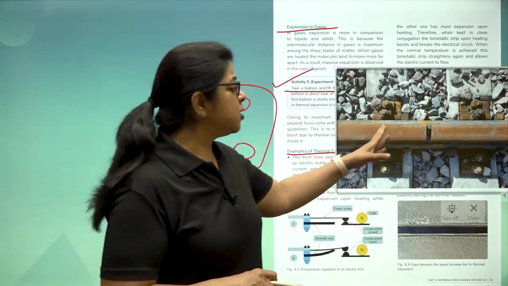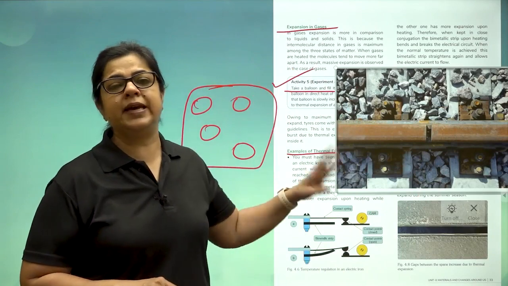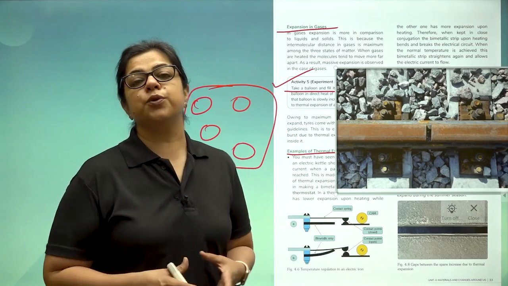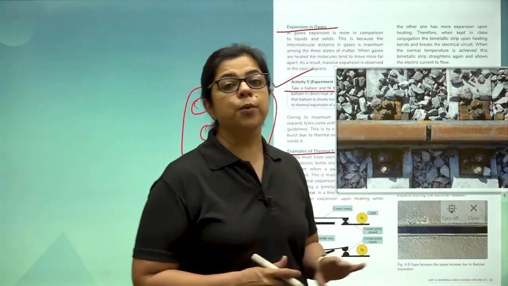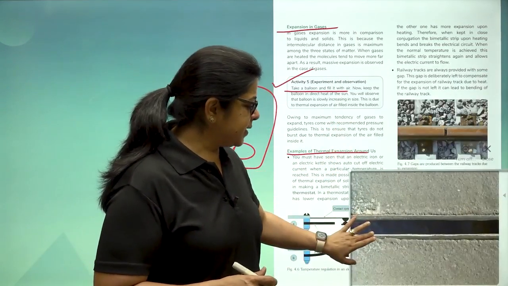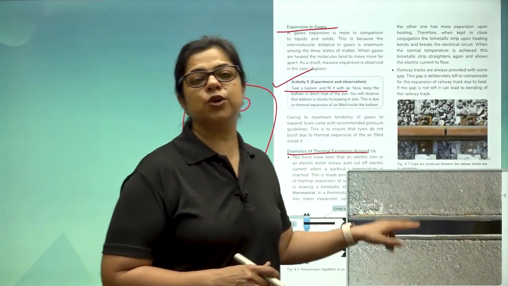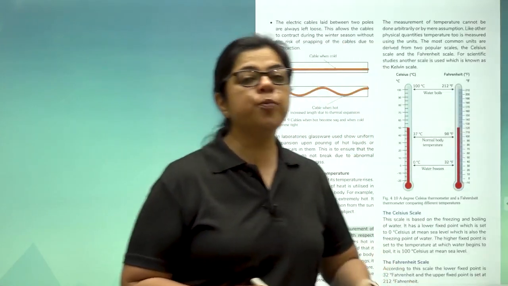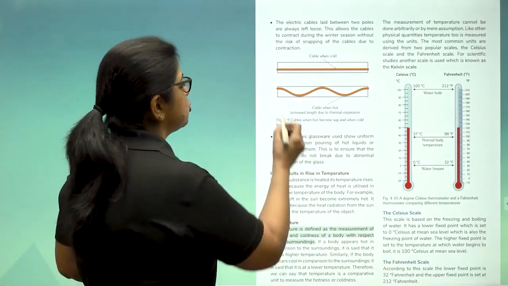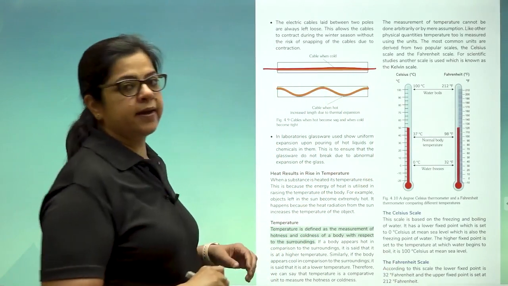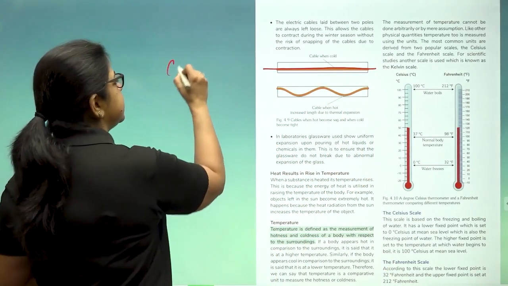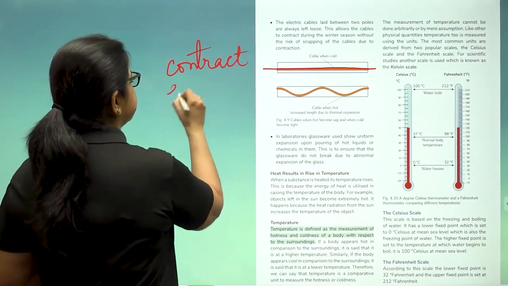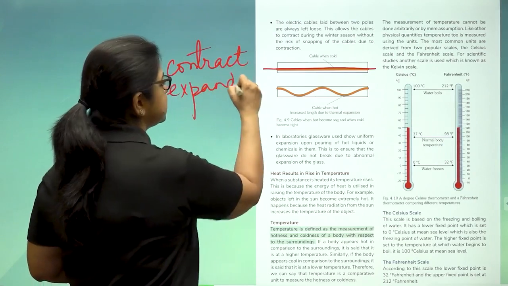These gaps are given so that in extreme heat, when the metal expands, if there are going to be no gaps, what is going to happen? These are going to bend. Similar is the case in the beams that are used in bridges. These beams also have scope for expansion. So is the case of electric wires. These electric wires, they contract when it is cold and they expand when it is hot.